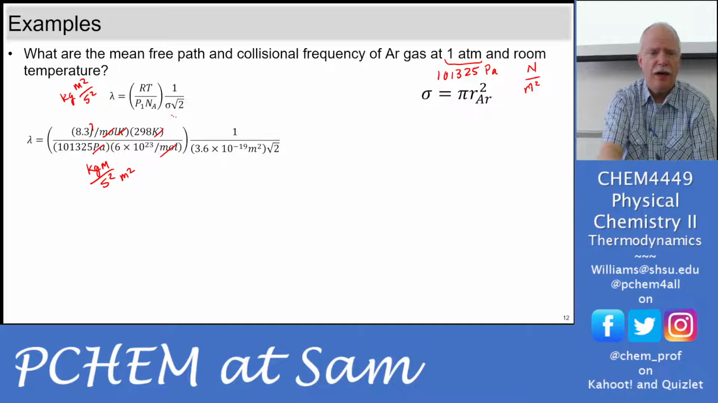Okay, and then we have the cross section of the gas. So we figure out, we can look up the radius of argon squared, so we get that cross sectional area pi r squared for argon, and that's what we end up with here. So that goes right there.